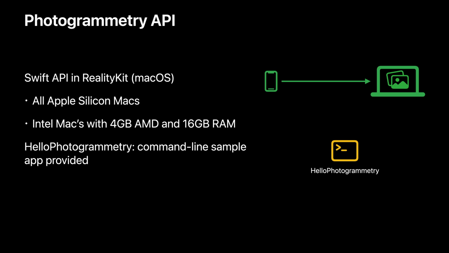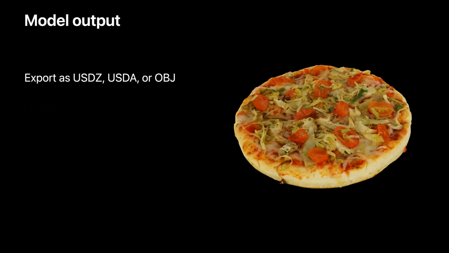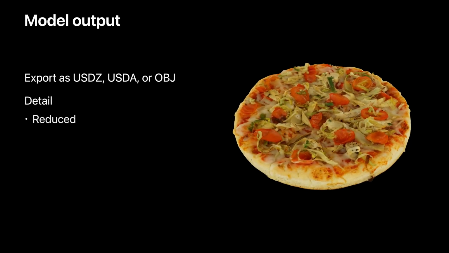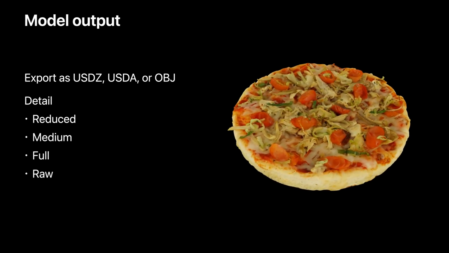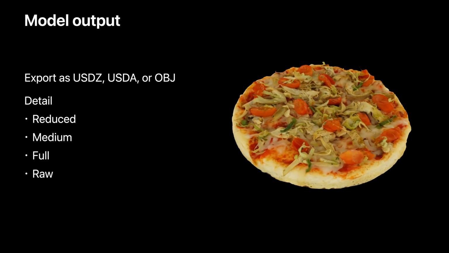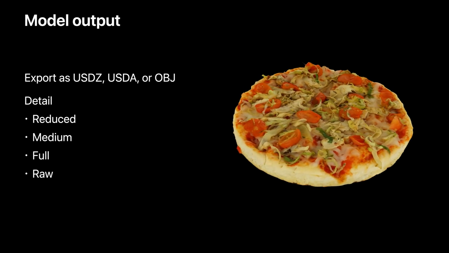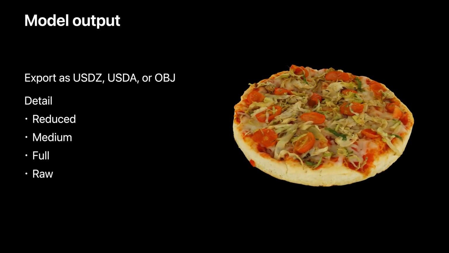You can also use it directly on your folder of images to try building a model for yourself before writing any code. Finally, you can preview the USDZ output models right on your Mac. We can provide models at 4 detail levels, optimized for your different use cases, which we discuss in more detail later. Reduced, medium, and full details are ready to use right out of the box, like the pizza shown here. Raw is intended for custom workflows.